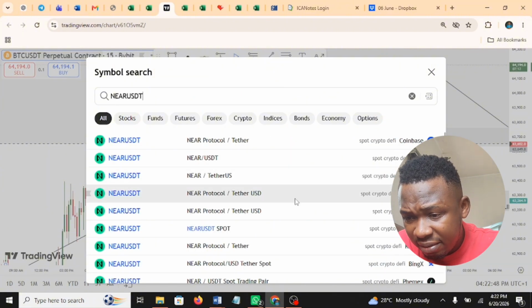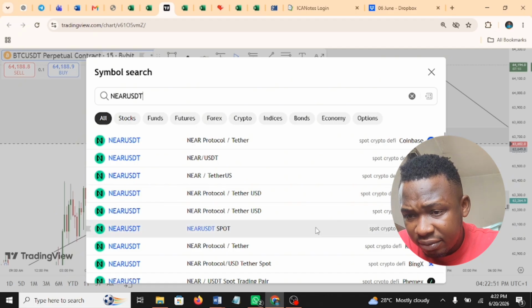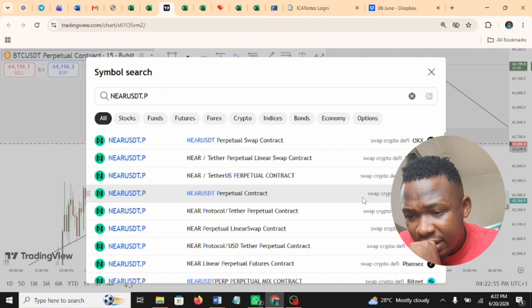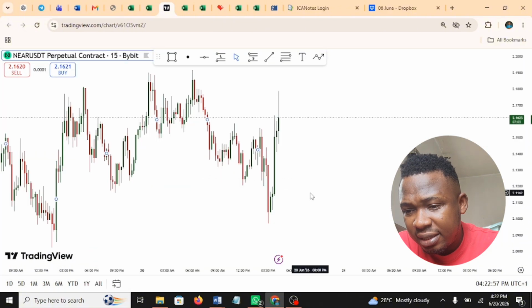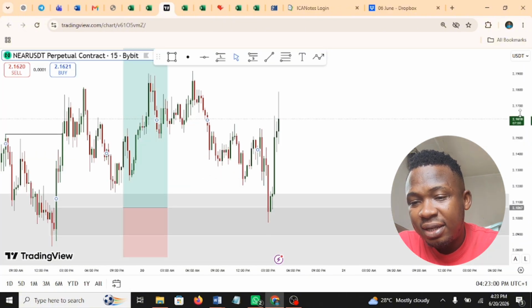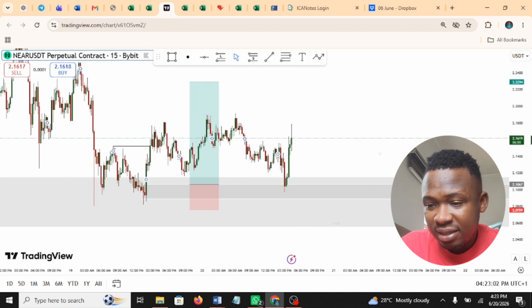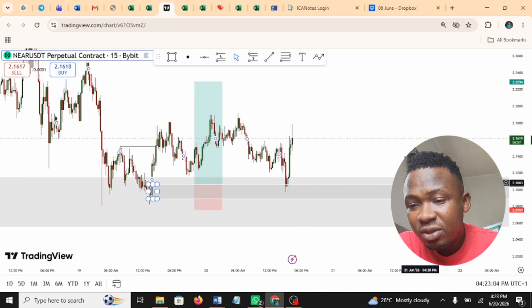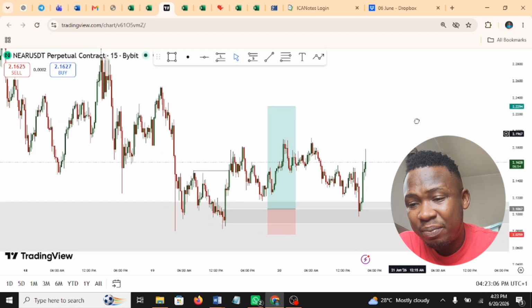Let's look at it. NEAR USDT.P, Bybit here. Let's see. Wow. Okay. Yeah, we got triggered, guys. This is it. You see, this is the trade. Knowing your bias, directional bias, is very important, guys.